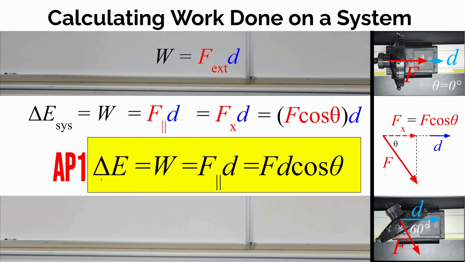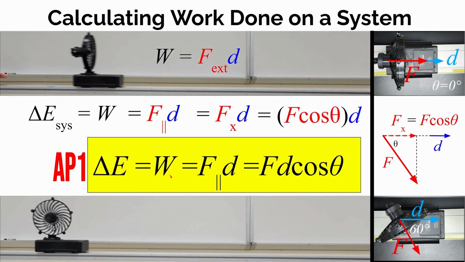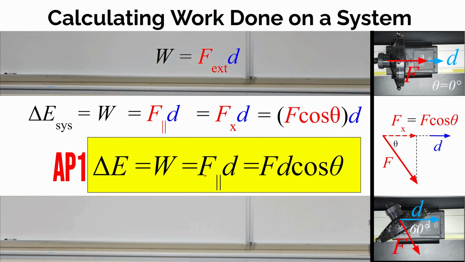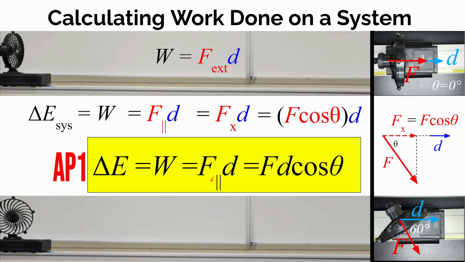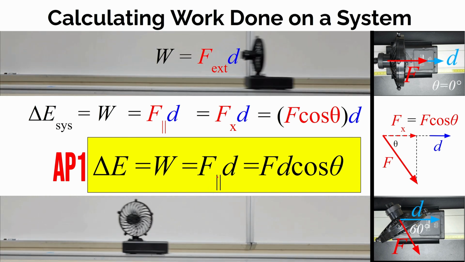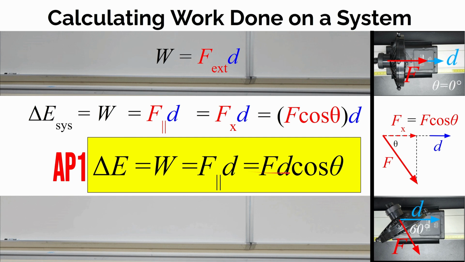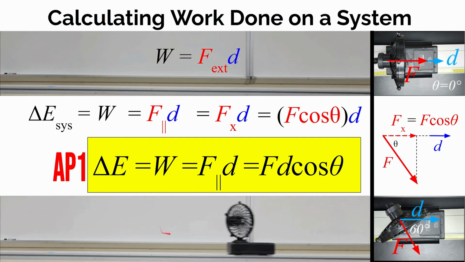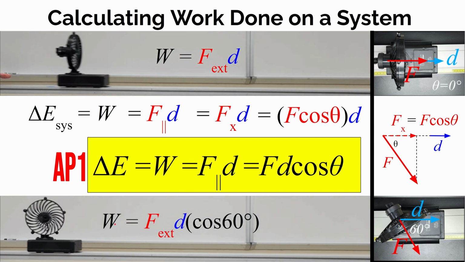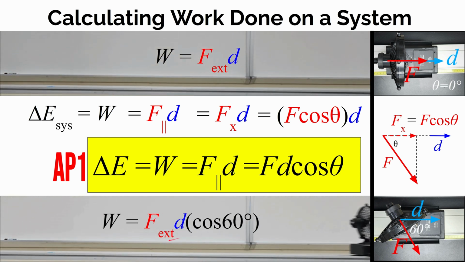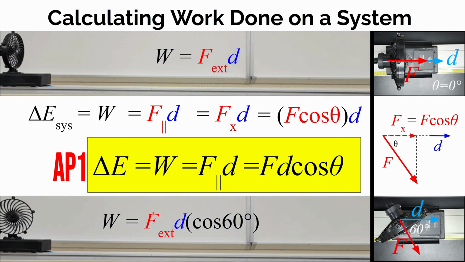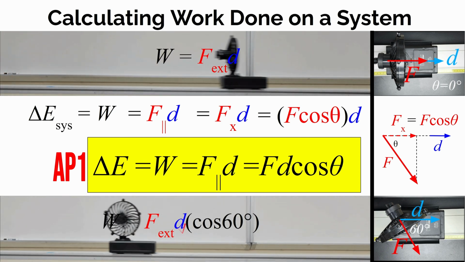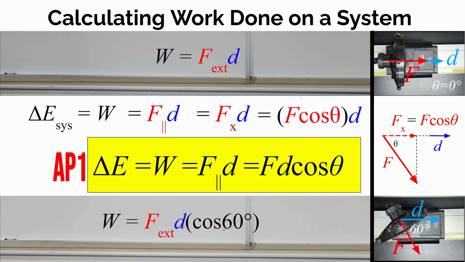So it reads, the change in energy of a system is equal to the amount of work being done, which is just F times d, as long as those two things are parallel with one another. But if there's an angle between those two things, then we have to add the cosine of theta term. So if we were to calculate the work being done on the fan cart for that second scenario, work would be equal to the pushing force from the fan, that's the external force applied on the system, times the displacement of the system, and we'd have to multiply by the cosine of 60 degrees.